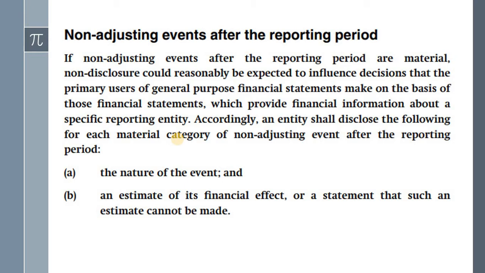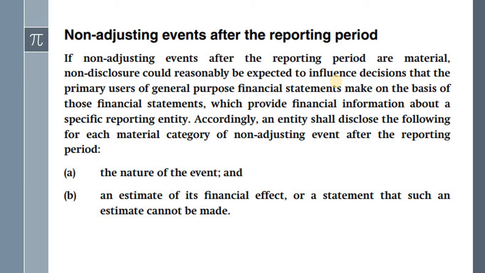So now let us focus on non-adjusting events after the reporting period. If non-adjusting events after the reporting period are material, non-disclosure could reasonably be expected to influence decisions that the primary users of general purpose financial statements make on the basis of those financial statements, which provide financial information about a specific reporting entity. So again, if the non-adjusting event is considered material, non-disclosure of such event will influence the decision of the primary users of the financial statements. Because when we say material, the decision of the user will be different if such event is included or not included in the financial statement disclosure.